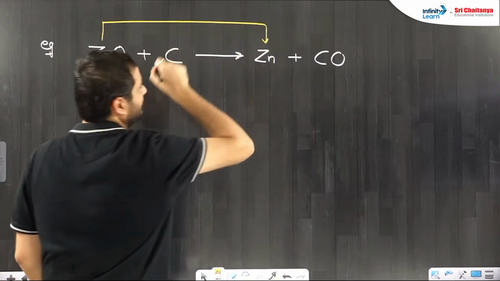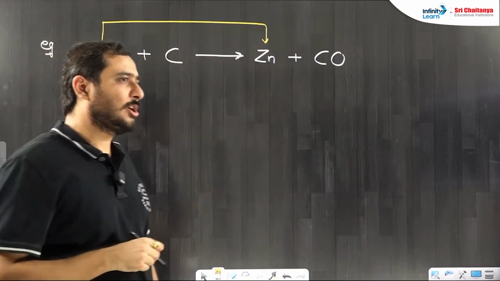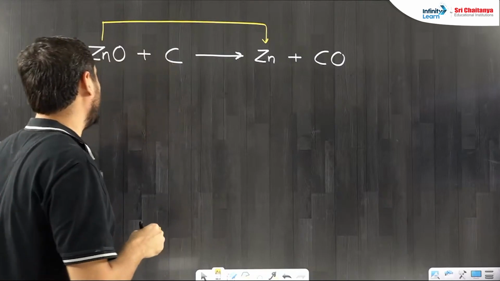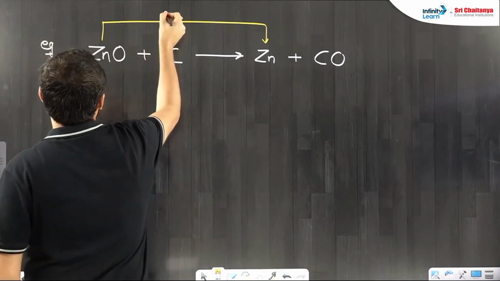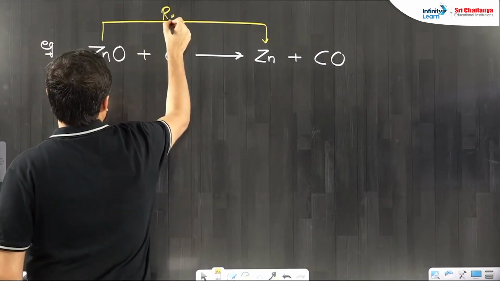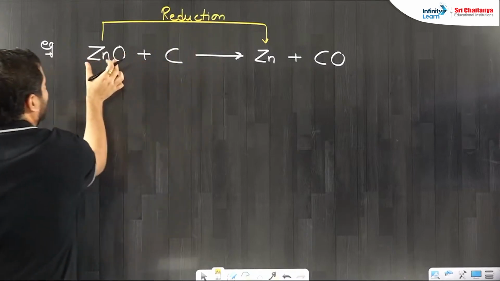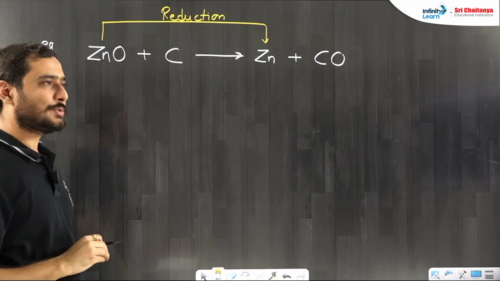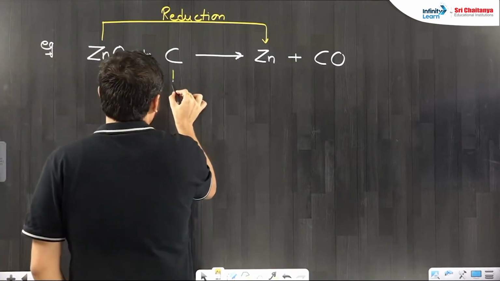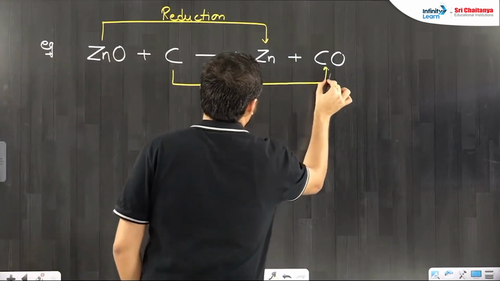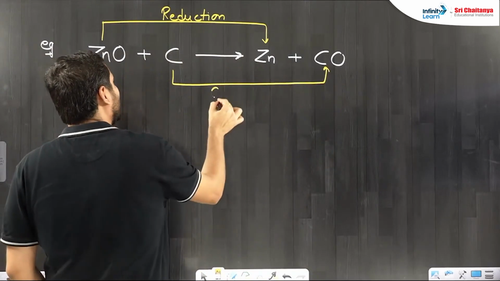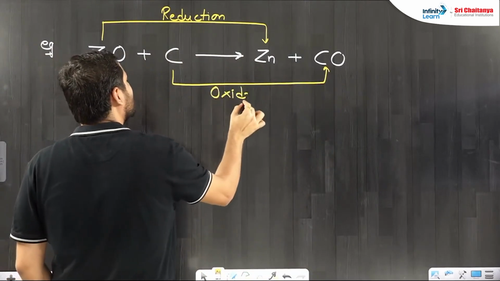Now let us check this point, ZnO to Zn. Now this is which process? It is removal of oxygen, and removal of oxygen is considered as which process? Reduction. So we can say here ZnO is getting reduced, and here carbon is converted to carbon monoxide, and addition of oxygen is called as which process?